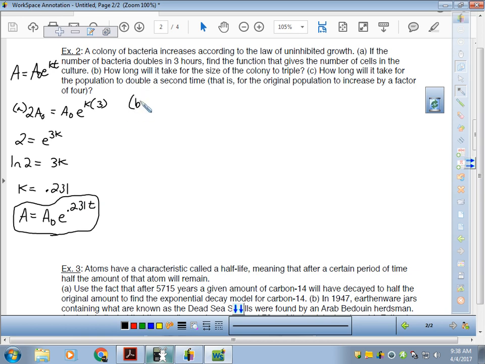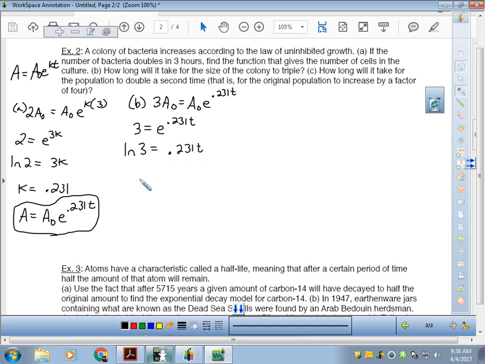All right, part B asks us how long will it take for the size of the colony to triple? Well, if it triples, that means it's 3 times the initial amount. So we'll have 3a sub 0 equals a sub 0 e to the 0.231t. Divide the initial amount across, so you'll get 3 equals e to the 0.231t. Take a natural log on both sides. Natural log of 3 equals 0.231t.